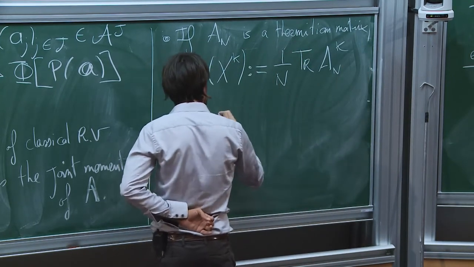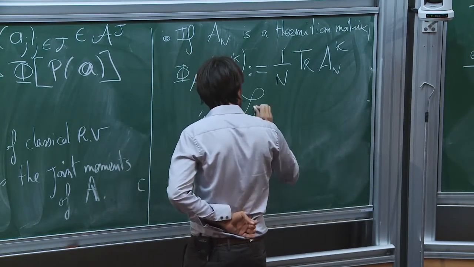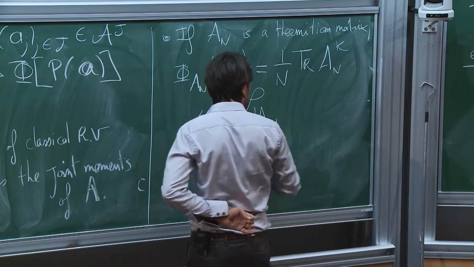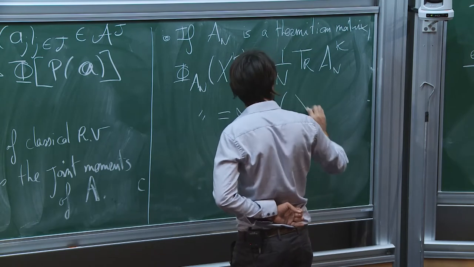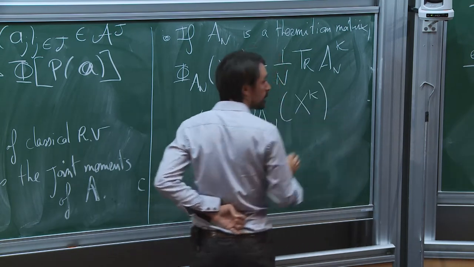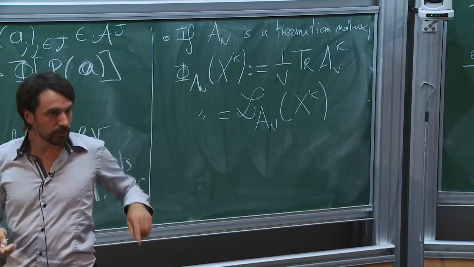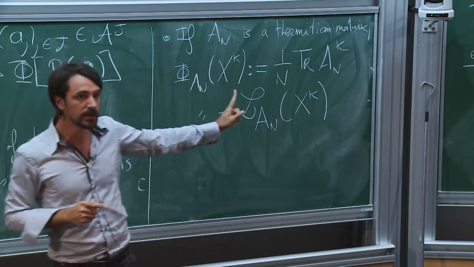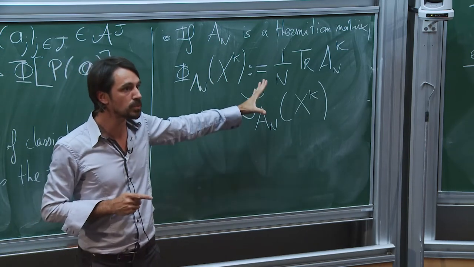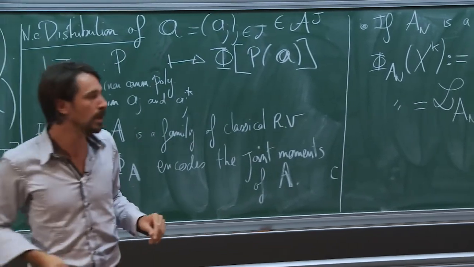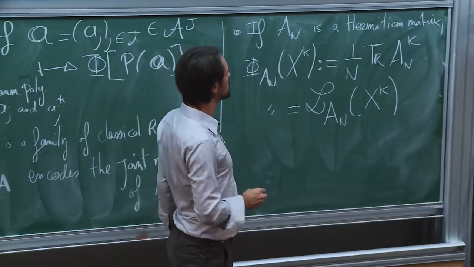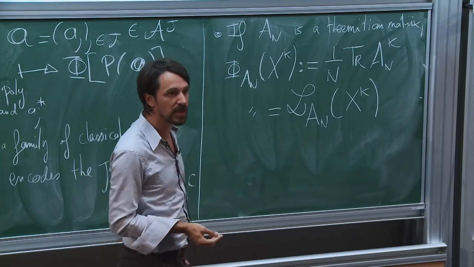And so this is nothing else than the empirical eigenvalue distribution of An applied to the function which is the power k. Okay? So for a single matrix, the non-commutative distribution and the eigenvalue distribution are exactly the same thing. Yet, the situation is more complicated if we have several matrices.